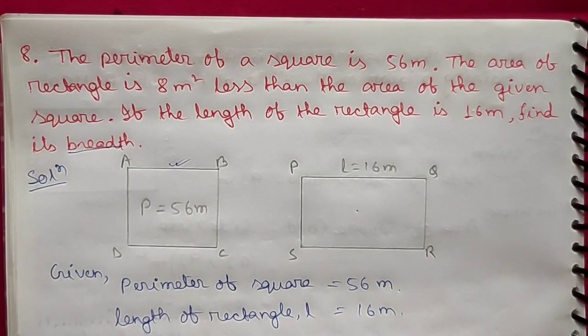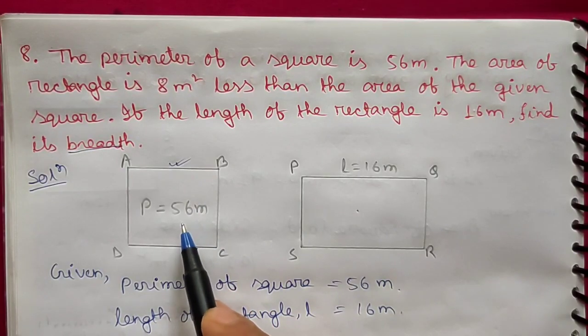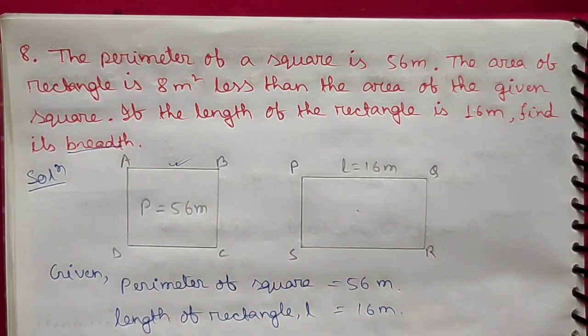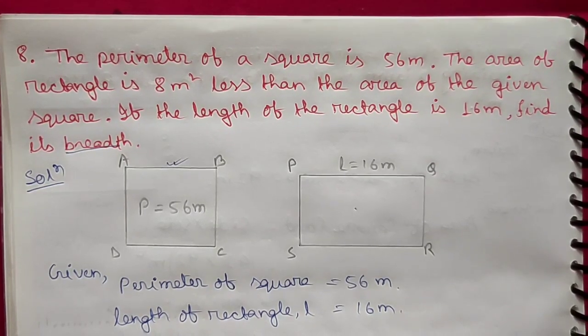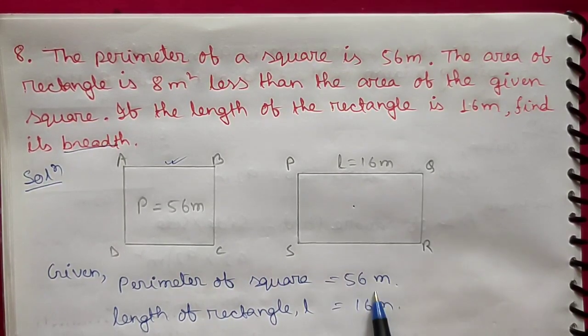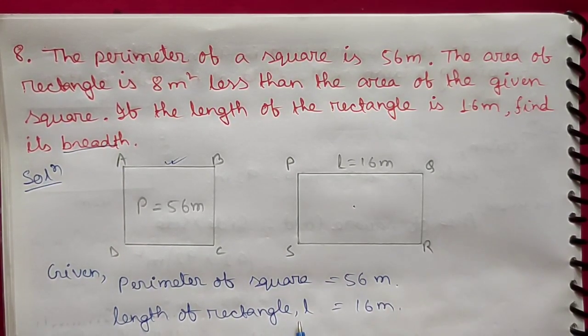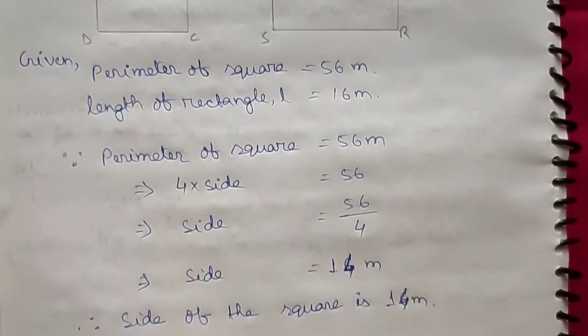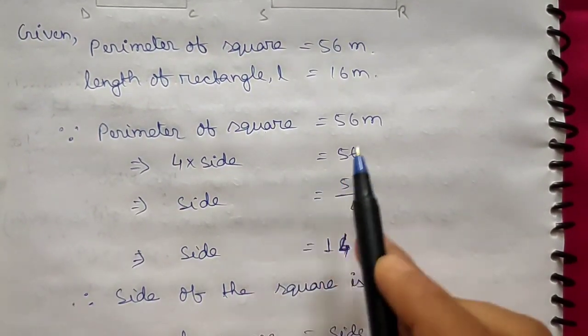Now look, here the perimeter is given, 56 meter, right? So from the perimeter, can we find the side of the square? Yes, we can find the side of the square. Okay, so if we find the side of the square, then we can easily find the area of the square, right? So let's start. Here given, perimeter of a square equal to 56 meter. Length of rectangle L equal to 16 meter, right?